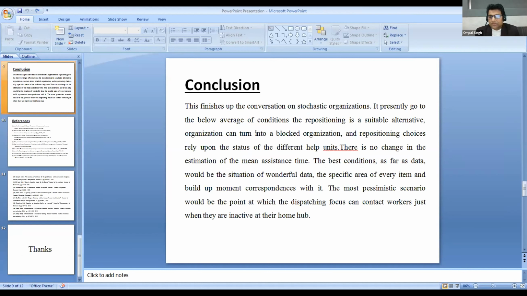The series of the discussion on the stochastic network now goes to the below-average condition. By repositioning, a suitable alternative network can turn into a blocked network, and the repositioning decision relies upon the status of the different service units. There is no change in the estimation of the mean service time. The best condition as far as information is concerned would be the situation of perfect information, the specific location of every unit and instant communication with it. The most pessimistic scenario would be the point at which the dispatching center can contact a worker only when they are at their home.